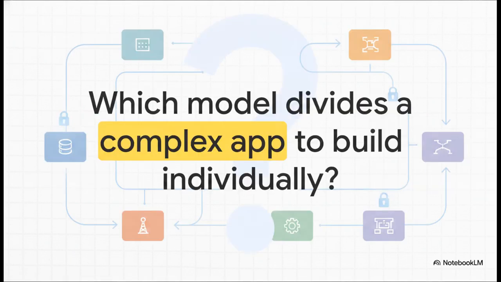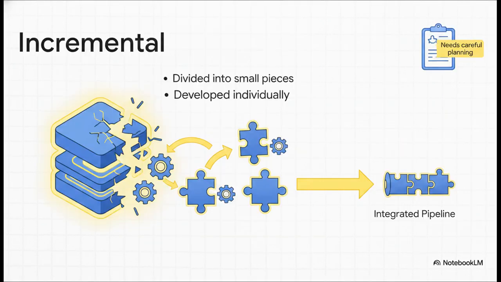Next up, we have scenario 2, you're building a complex application. Now, to reduce complexity, the project manager wants to divide the product into small pieces, develop them individually, and then integrate them in a specific order. Which model fits this? Give it a thought. If you said incremental prototyping, you got it.